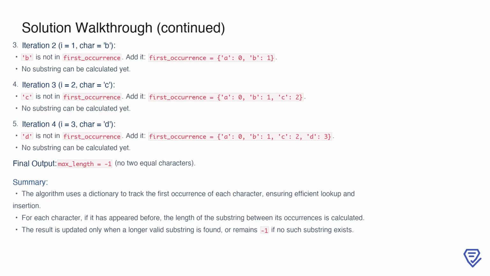To summarize, this algorithm uses a dictionary to efficiently track the first occurrence of each character. For every subsequent occurrence of a character, the length of the substring between its first and current positions is calculated and compared to the current maximum. If no repeating characters are found, the result remains -1. This approach ensures the solution is both clear and efficient.